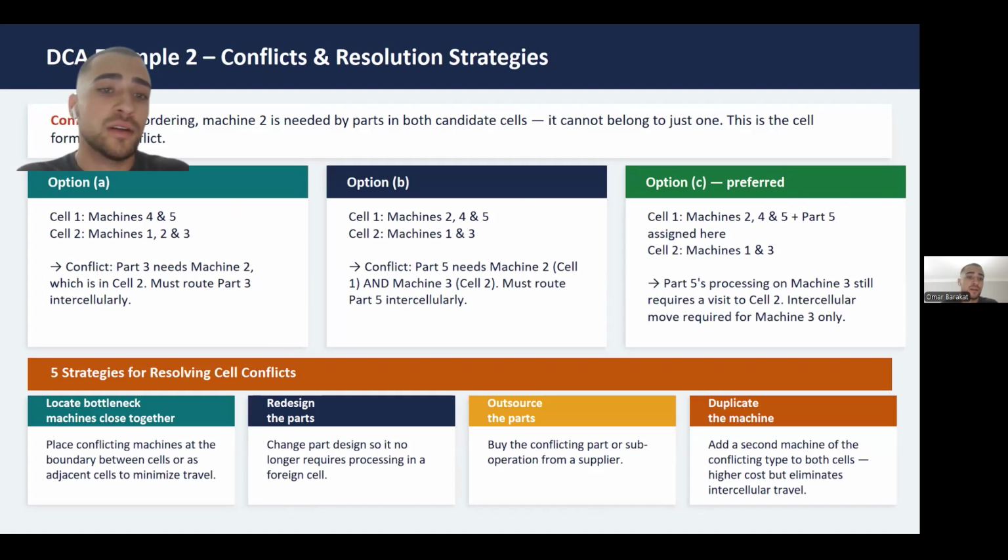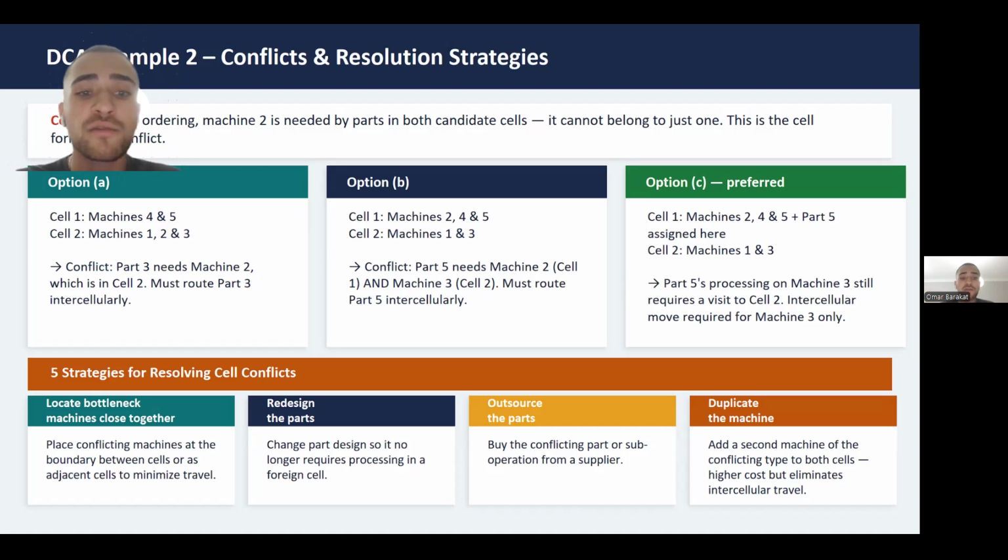Example 2 here shows what happens when a clean cell separation is impossible. After ordering, machine 2 is needed by parts in both candidate cells. It can't belong to just one. That's the conflict. Three alternative cell formations are possible. There's option A, option B, and option C, which are all compromises of different cells that we can use.